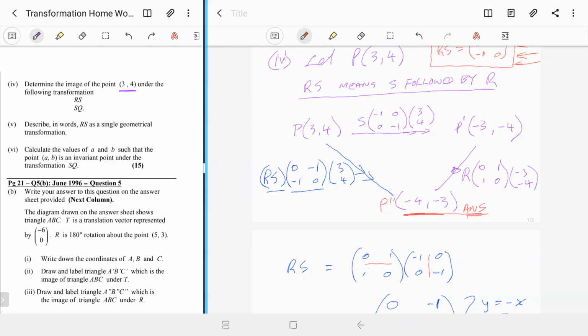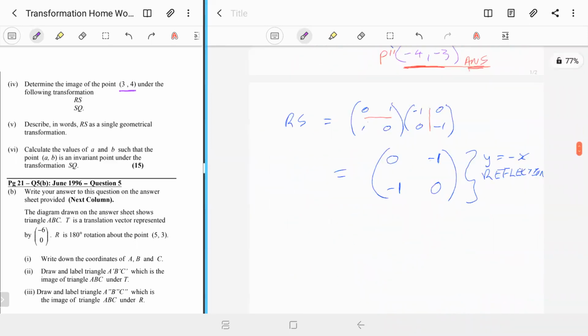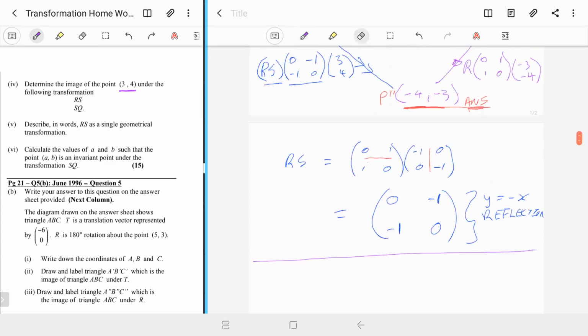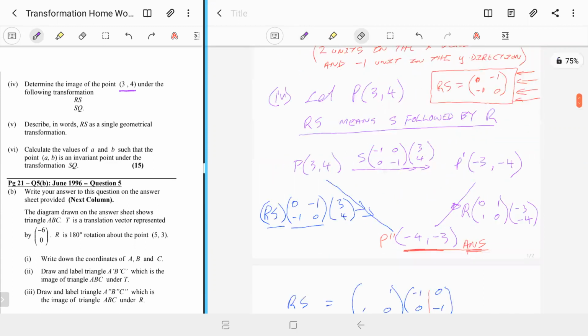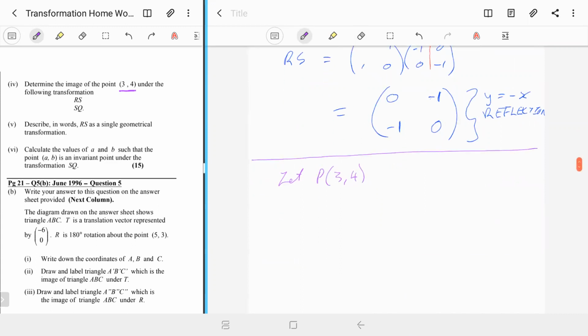Let's do the next part now with the SQ. Let's go SQ now, and learn something from this one. So now I'm going to do SQ. We're going on the point P now. Let's go again. We're going on the point P, and say let P still be 3, 4. And now we're going to do SQ.